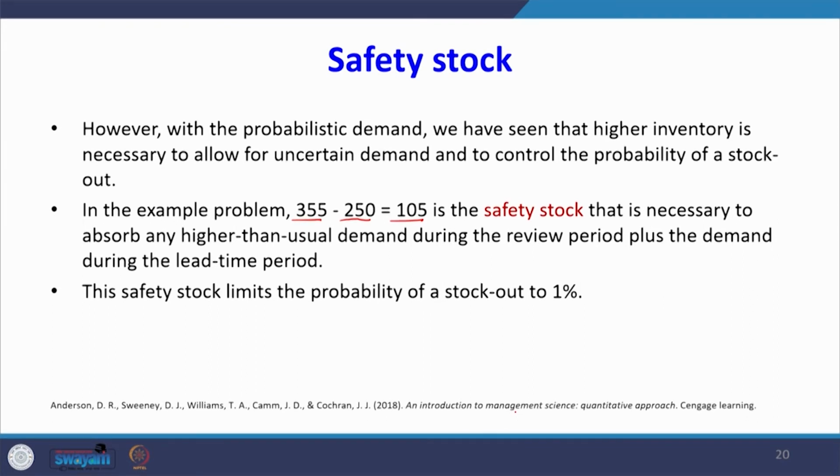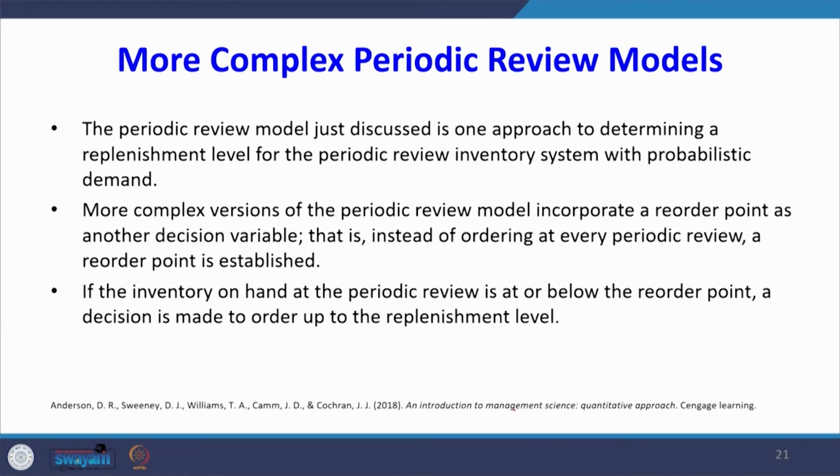So, the chance of stock out is only 1%, which can be achieved by having 105 additional units apart from your 250 units. Now, we can discuss some more complex periodic review models. The periodic review model just discussed is one approach to determining the replenishment level M for the periodic review inventory system with probabilistic demand. More complex versions of the periodic review model incorporate the reorder point as another decision variable.